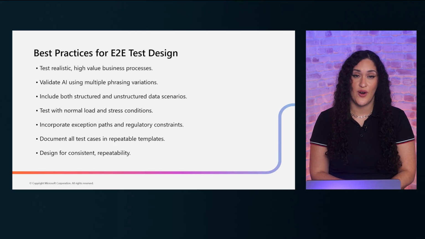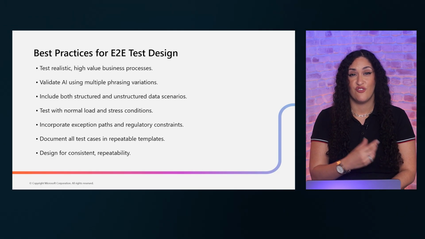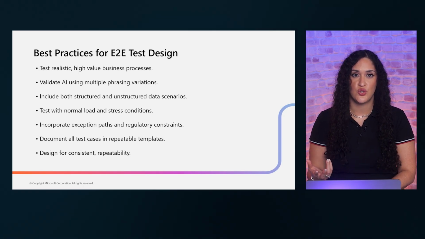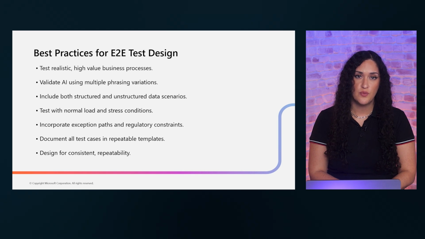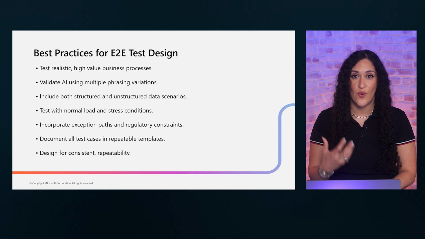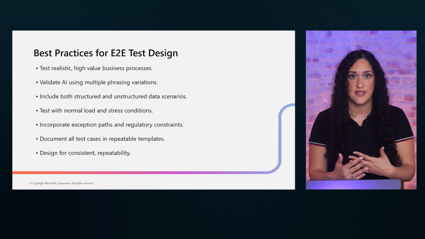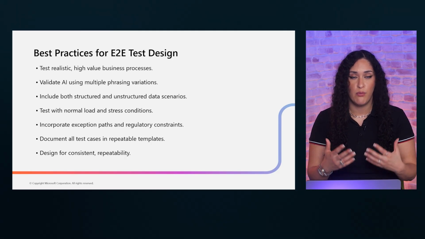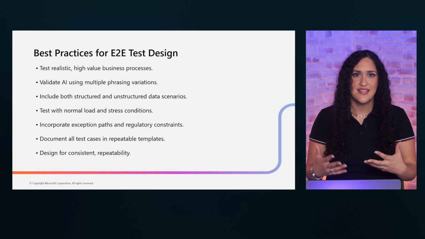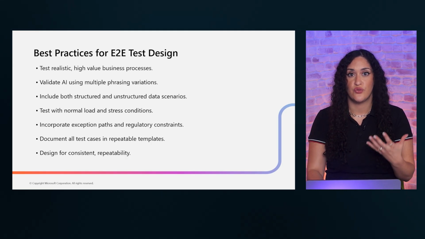Let's review the best practices for end-to-end test design, so make sure you pay attention. Test realistic, high-value business processes, not toy examples. Validate AI using multiple phrasing variations so you catch inconsistencies. Include both structured and unstructured data scenarios. Test under normal load and stress conditions. Incorporate exception paths and regulatory constraints. Document all test cases in repeatable templates and design for consistency and repeatability above all else. Think, if a test can't be repeated with the same results, it's not a valid test. Repeatability is the foundation of trustworthy testing.